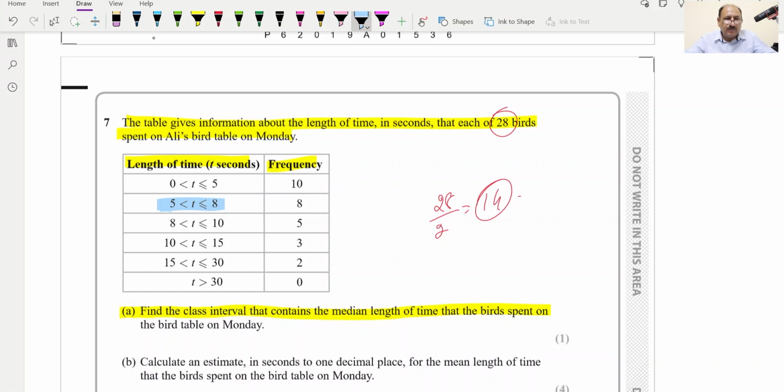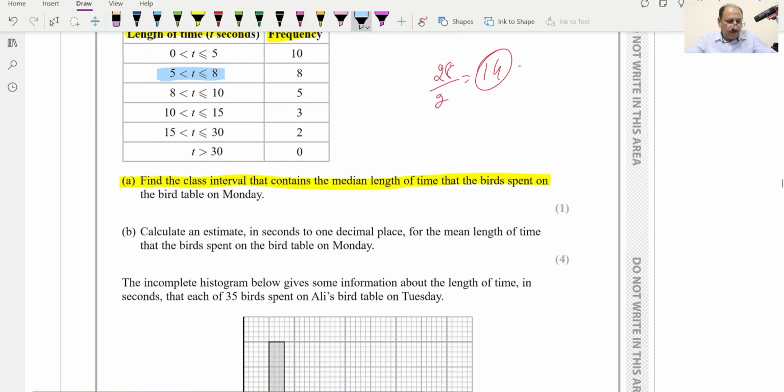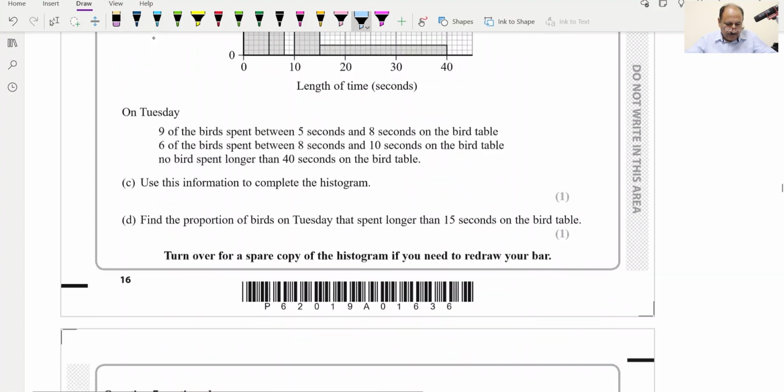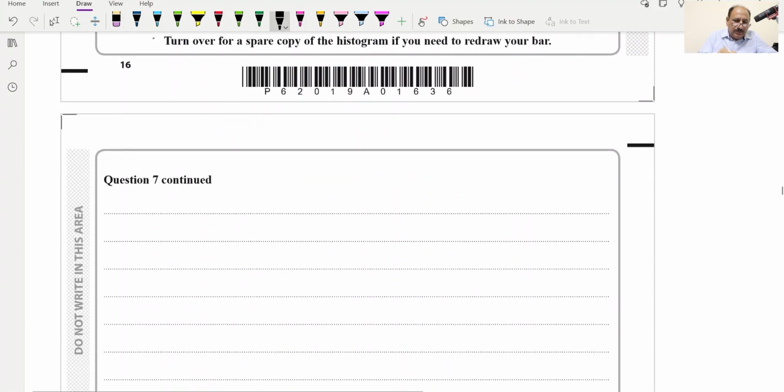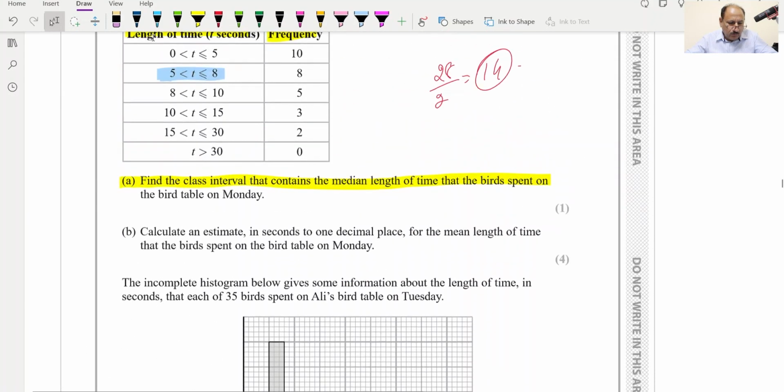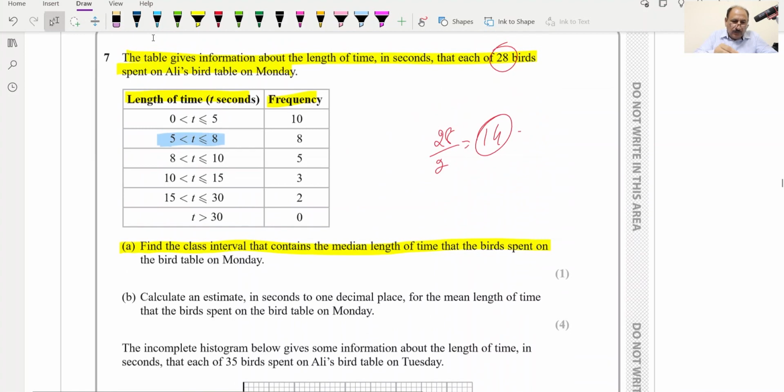So we can highlight that class, it will be this one, and we can provide the answer, and that answer will be T is greater than 5 and less than or equal to 8. So our part A answer will be what? T is greater than 5 and less than or equal to 8. This will be the answer for A part. Now we can go through B part.